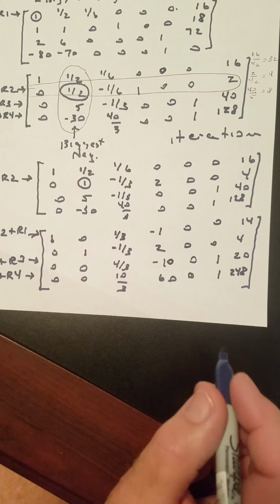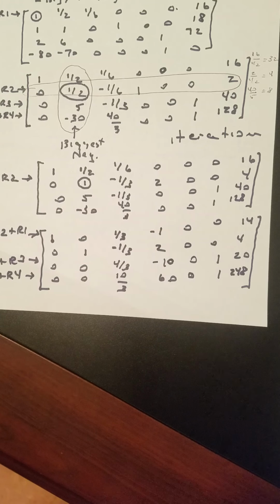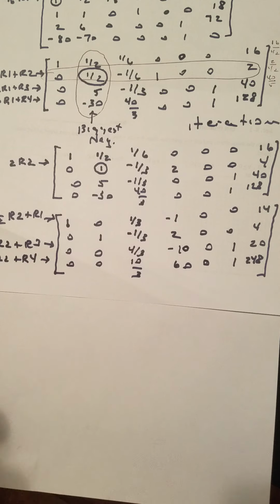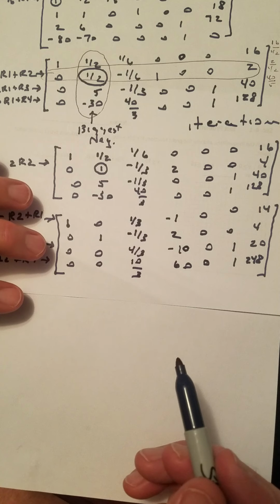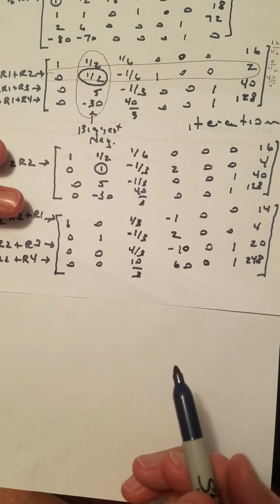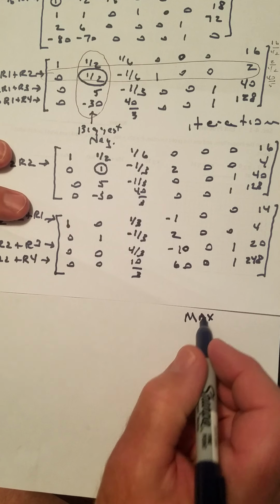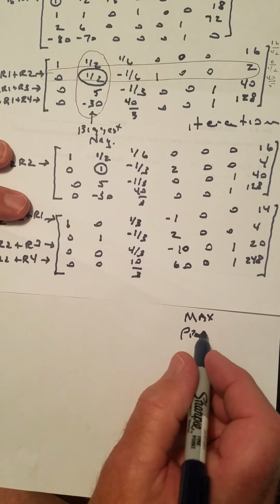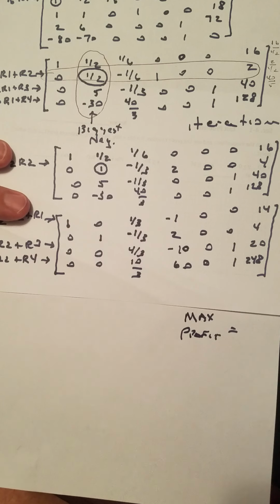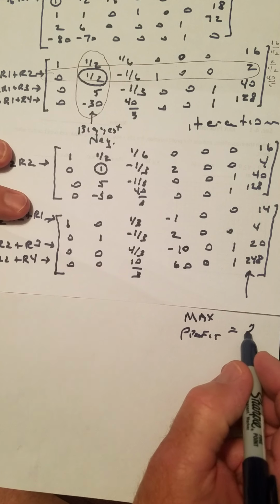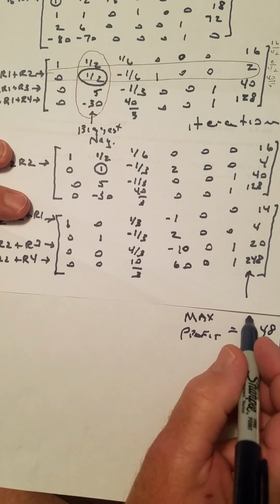Now we're ready to find the answer. We've done all the work. We just have to look at it and come up with an answer. Extend my paper down here a little bit. Okay, so if you remember on this problem, we were trying to maximize the profit. And that's going to be that number right there. So it's 248. Think of that as $248.